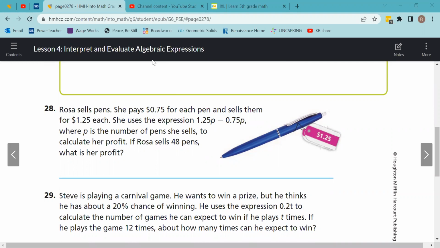Okay, so we're going to just plug in P for pens, right? So 1.25 times the 48 and take away the 0.75 times the 48. So computers and calculators are great. You have to make sure you're entering things correctly or this will be quite a flop. Anyway, 1.25, 48, I get 60 there.